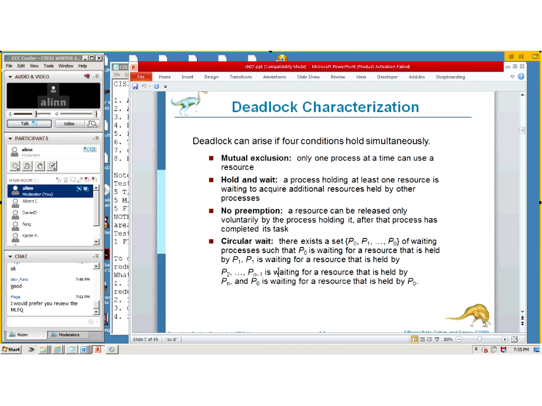And these are the 4 steps. I want you to know these 4 steps. You're going to see them on the test. The 4 steps are, first, you have to have mutual exclusion. In other words, only one process at a time can use a resource.